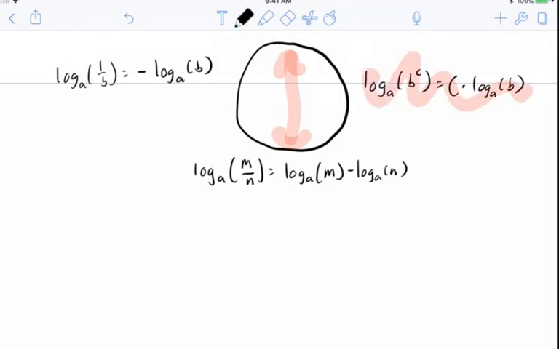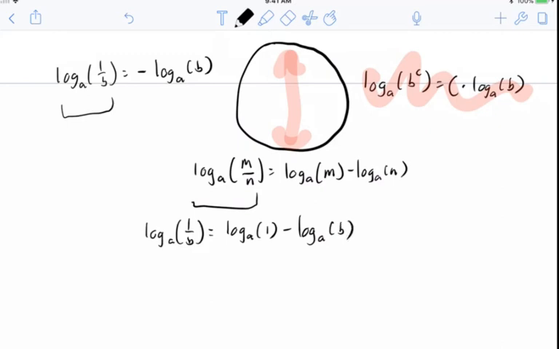So the first way to explain it is you can write our reciprocal as b to the minus 1 and then bring the minus 1 out front. The second way to explain it is in terms of this subtraction division rule. So according to this, if you expand it using this formula, you get log a of 1 minus log a of b. And as you know, log a of 1 is 0. So you get minus log of b.